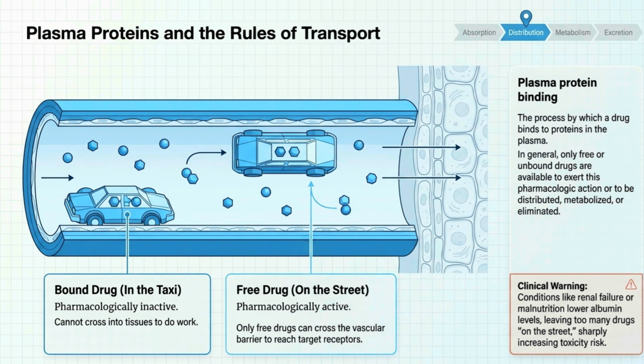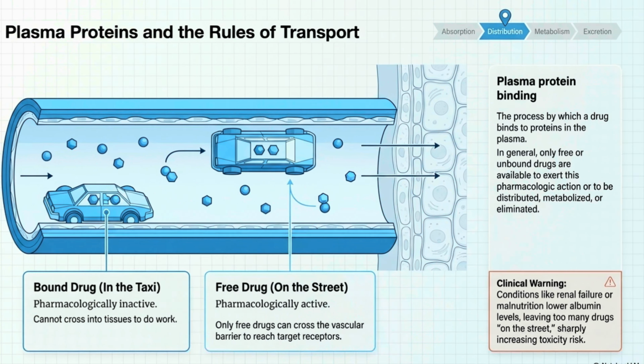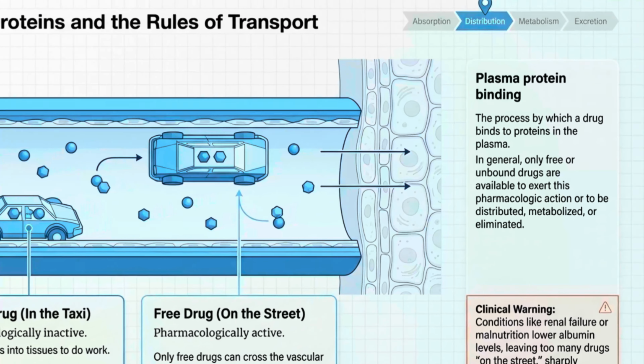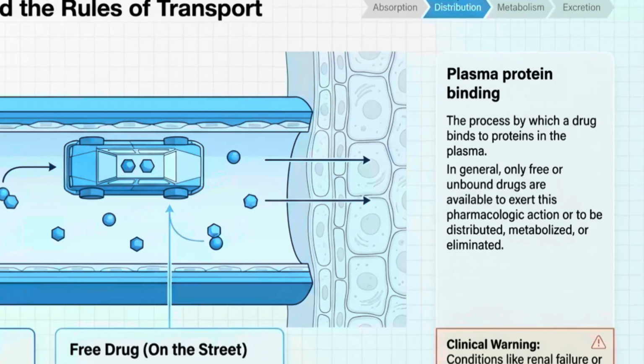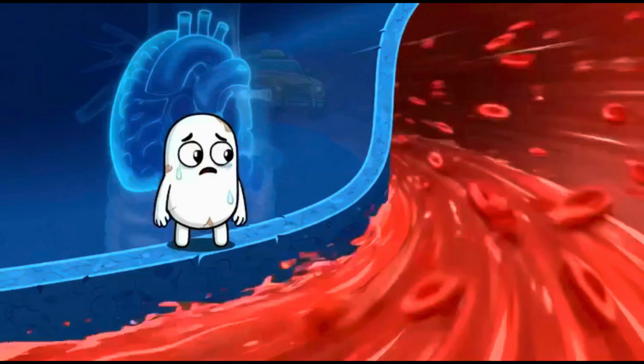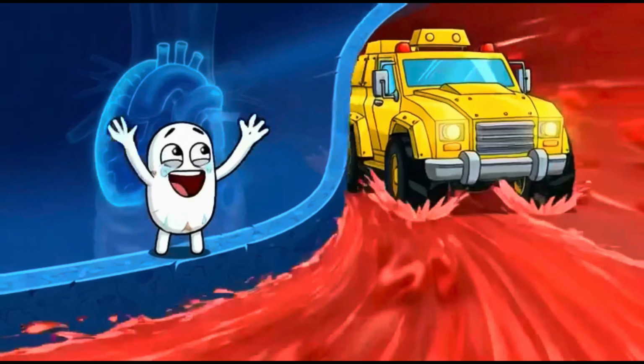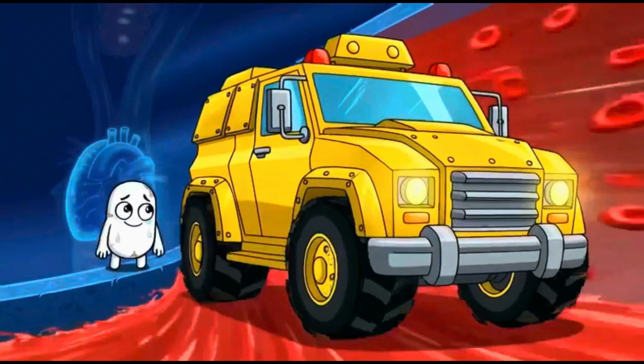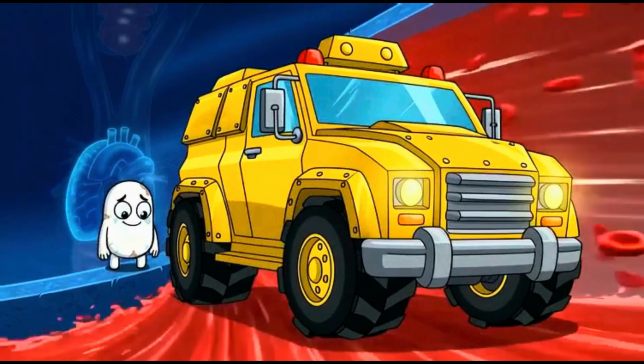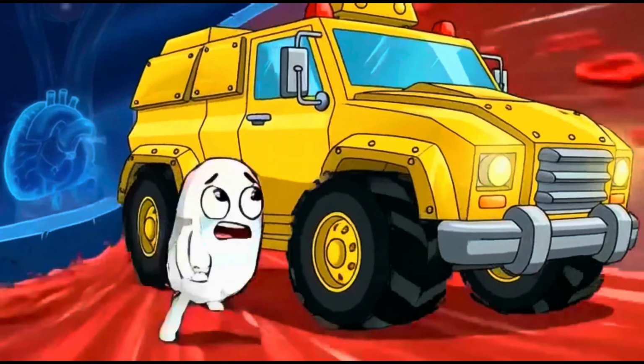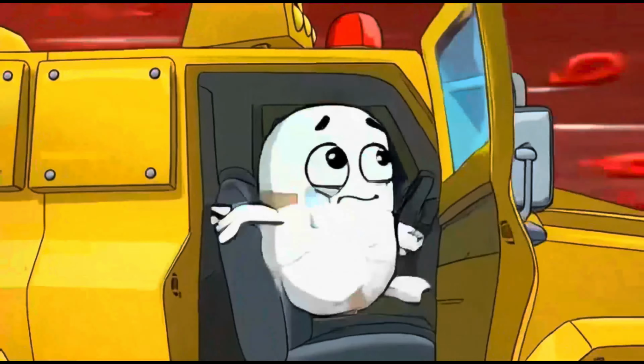It is packed with transport proteins, like albumin. And once a drug is in the blood, it must follow the rules of protein binding. Think of these plasma proteins like heavily armored taxis. In pharmacology, a drug is either bound inside the taxi, or it is free on the street. And here is the catch.